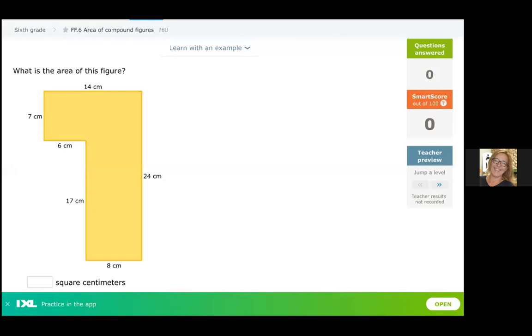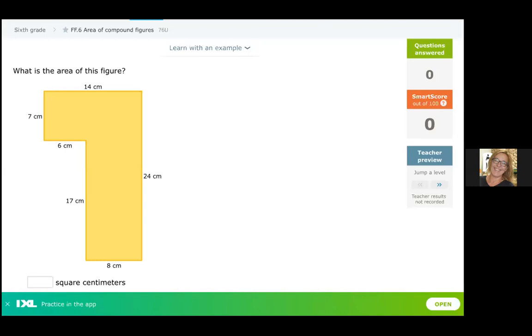And today, I want to go over a new idea with you, still regarding area, which is what you've been learning. So today, we're going to look at figures that are called compound figures. And the word compound, you've heard before in the English language: compound words are when you take two words and put them together. Well, in math, compound figures are when you take two geometric figures and put them together. So the question is, what is the area of this figure?